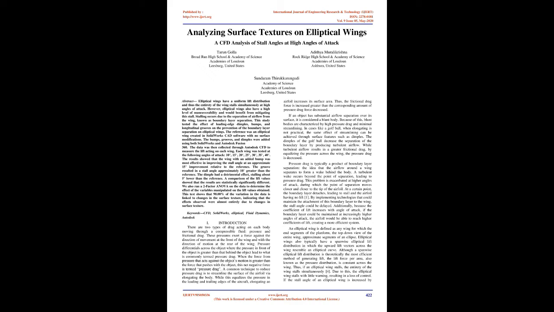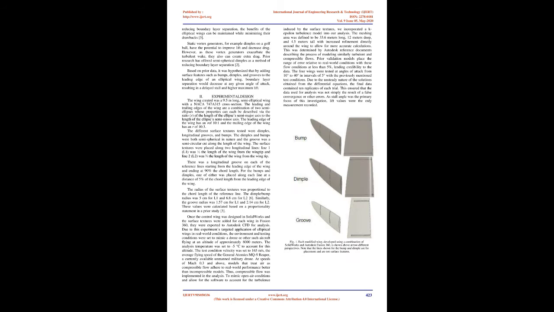If an object has substantial airflow separation over its surface, it is considered a blunt body. Because of this, blunt bodies are characterized by high pressure drag and minimal streamlining. In cases like a golf ball, when elongating is not practical, the same effect of streamlining can be achieved through surface features such as dimples. The dimples of the golf ball decrease the separation of the boundary layer by producing turbulent airflow. While turbulent airflow results in a greater frictional drag, by equalizing the pressure across the wing, the pressure drag is decreased.